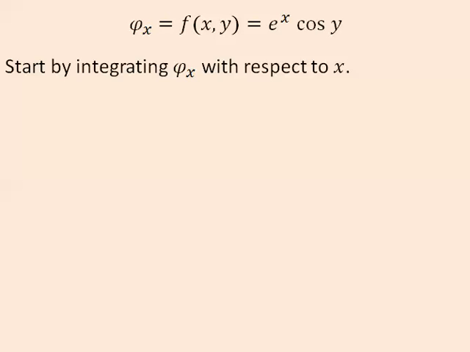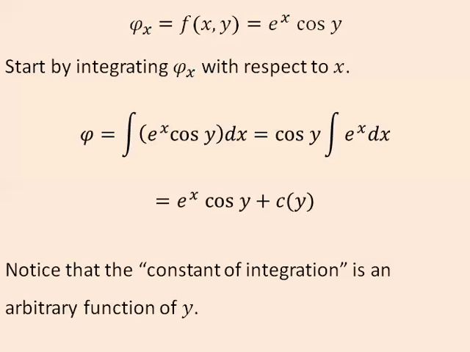We integrate with respect to x. Now notice when we integrate with respect to x that the constant of integration is an arbitrary function of y. And the reason is that phi, keep in mind, is a function of both x and y. So integrating with respect to just x, my constant of integration might involve y. So I have to write it that way.